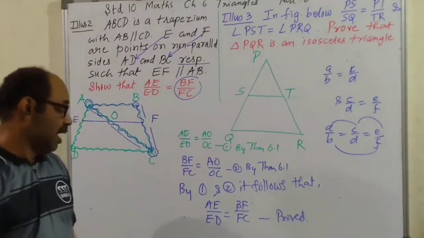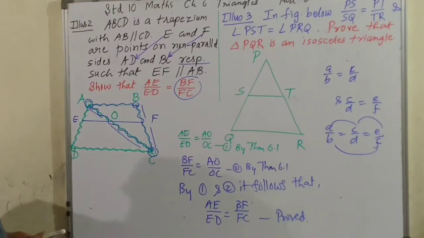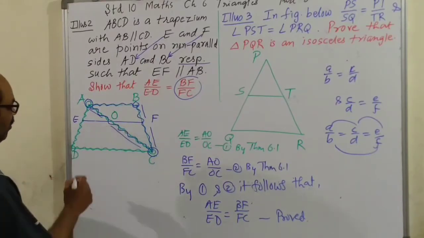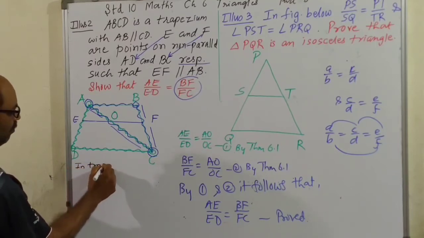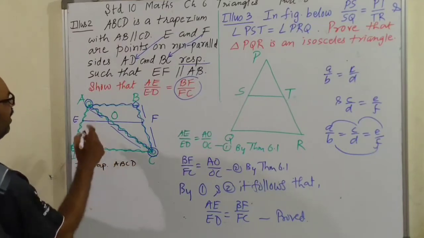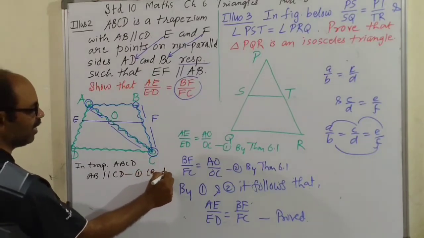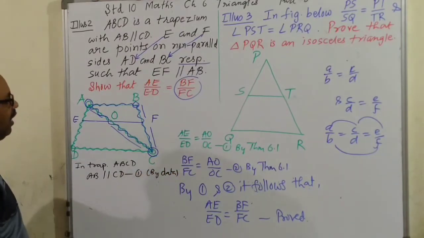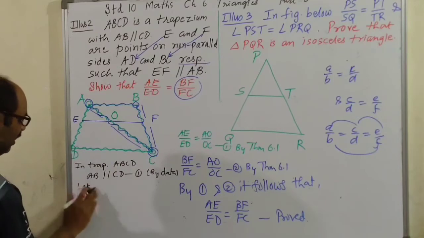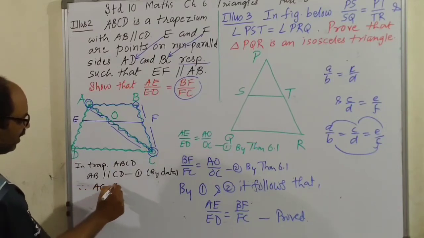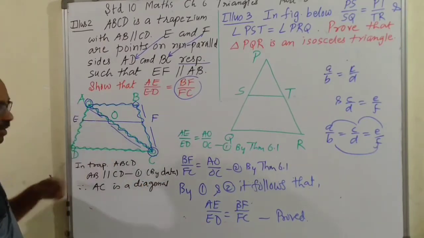Alright. लेकिन आपको बहुत सारी चीजें लिखनी है. Before that, क्या लिखोगे? You are constructing, alright? In trapezium ABCD, AB is parallel to CD. 1 by data. Alright? Okay? Let AC be a diagonal. Therefore, AC is a diagonal.